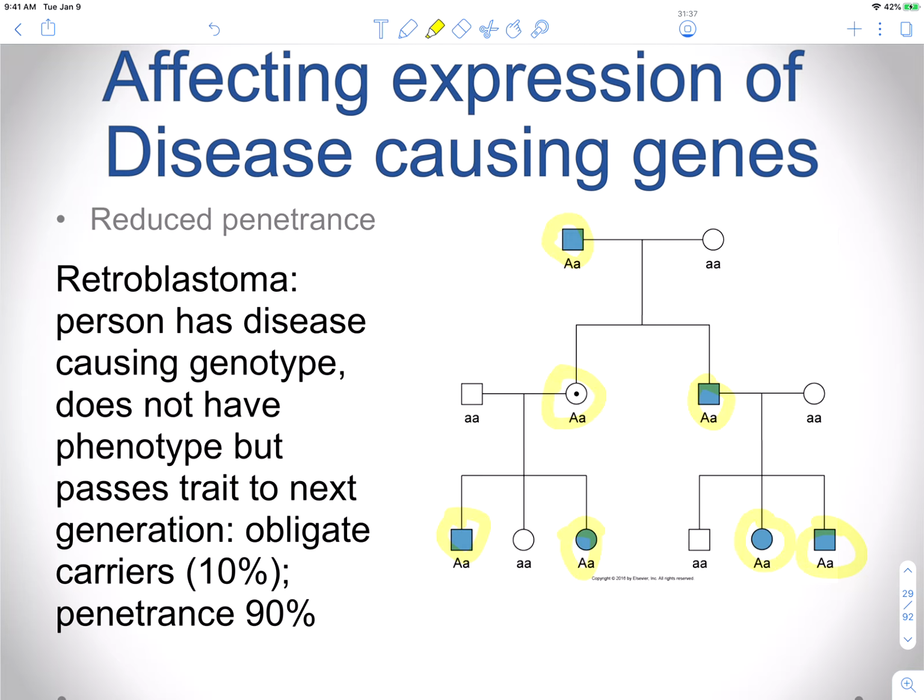An example of reduced penetrance is retinoblastoma. In this case, the person has the disease-causing genotype, but does not have a phenotype. That's this Aa in generation 2, who has the disease-causing genotype, but does not have the phenotype. But they're going to pass the trait on to the next generation. So obligate carriers are about 10%. This Aa is that 10% obligate carrier. They have the genotype, so they're carrying it with them. Penetrance is 90%, so most of the time you get penetrance of that genotype, but 10% of the time they become what's called obligate carriers, and it skips a generation.